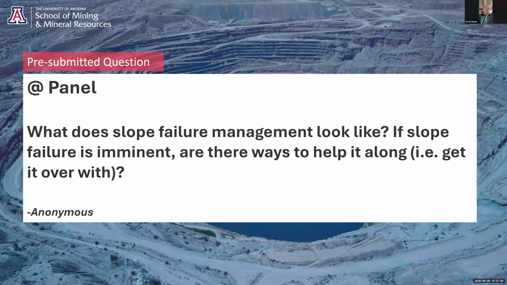I think we've all been in there when we've sent people on ropes and whatever to blast an overhang or to bring down a small fall of ground. So there's a lot of experience on that. But with larger scale slope failures, my experience is you always end up with a worse situation than you started.